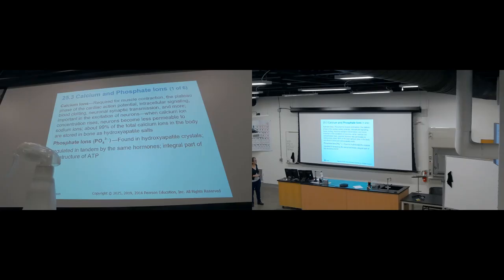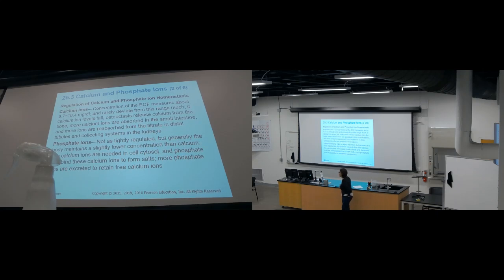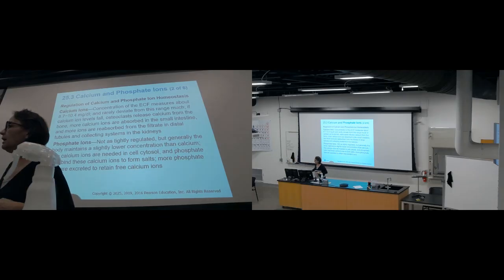And then the same hormones regulate these phosphate ions. And phosphate, remember, is not only part of the phospholipids, but it's also part of ATP, adenosine triphosphate. So how many phosphates do we have in ATP? Adenosine triphosphate, 3. So these are the normal levels of calcium in our blood, between 8.7 and 10.4 milligrams per deciliter. And it is again one of these ions that is tightly regulated as well.